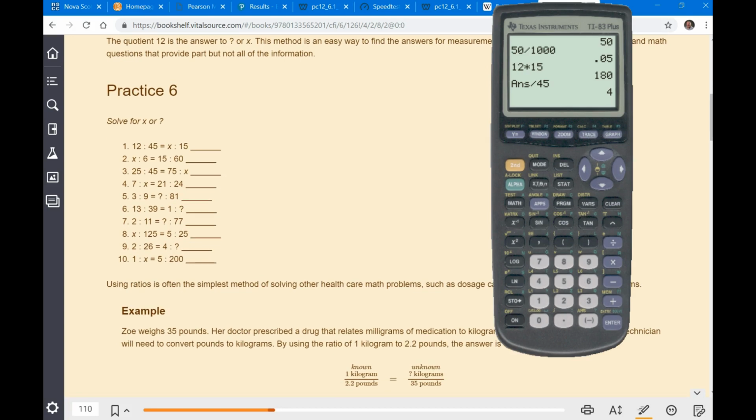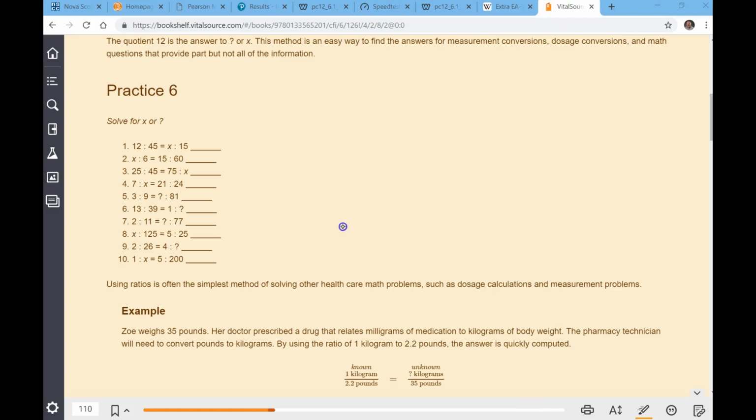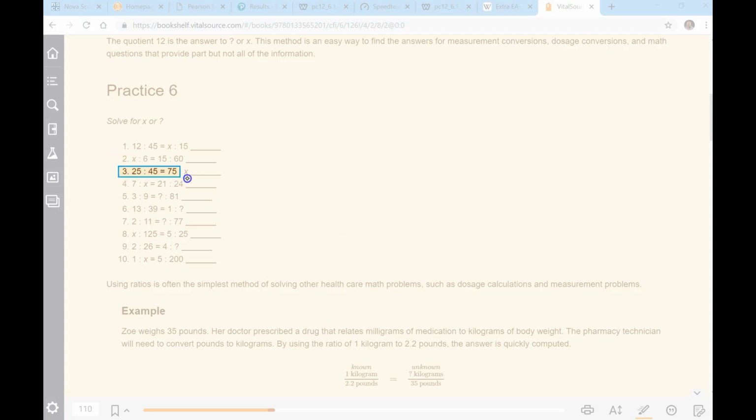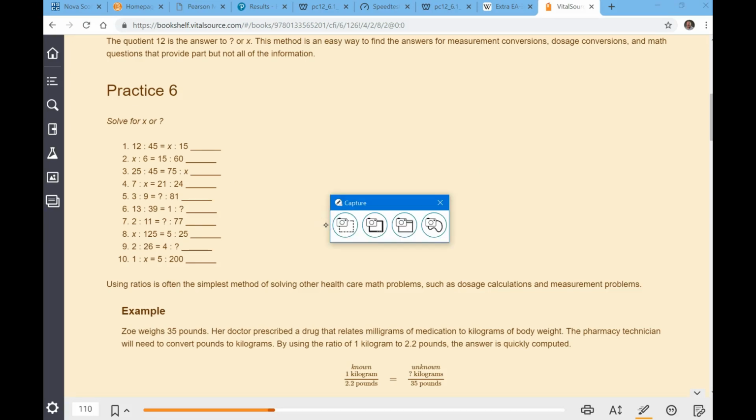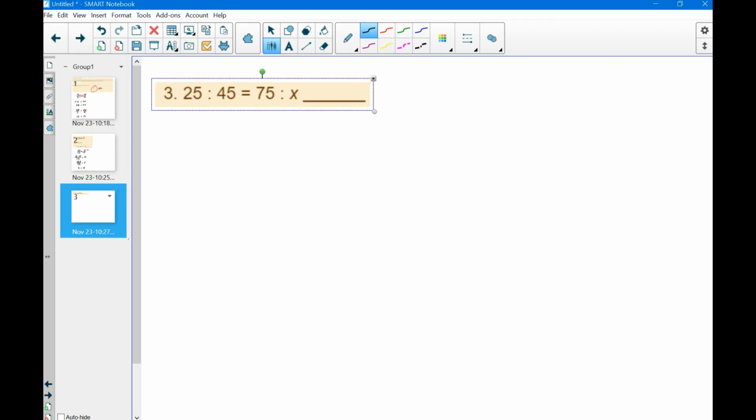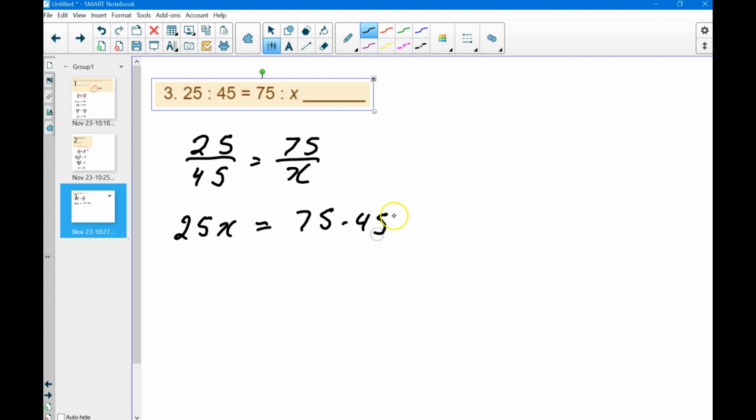Let's look at number 3. We had 25 and 45, 75 and x. So when we set this one up, it's going to look a little different. It's going to be 25 over 45 equals 75 over x. This time the x is on the bottom, and it's a little more complicated, so you have to completely cross multiply. We take the x times 25, which gives us 25x on the left-hand side, and we have 75 times 45 on the right-hand side.